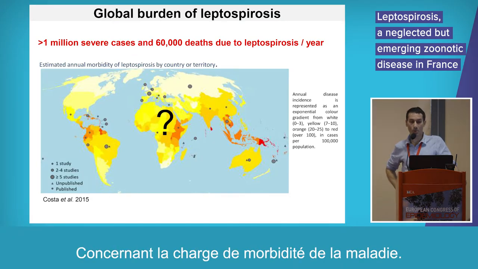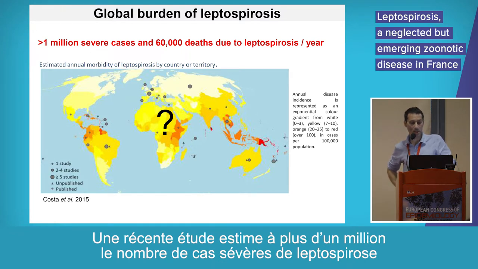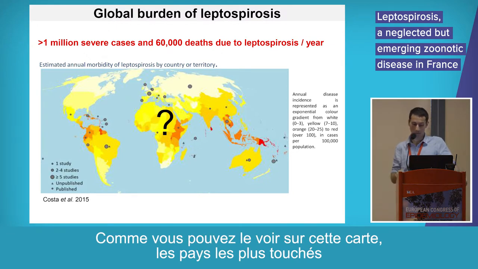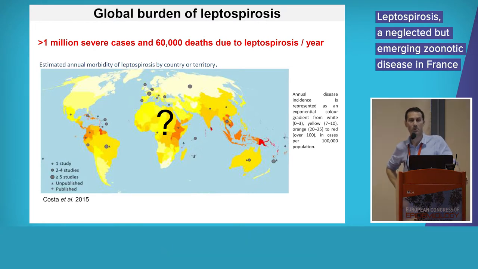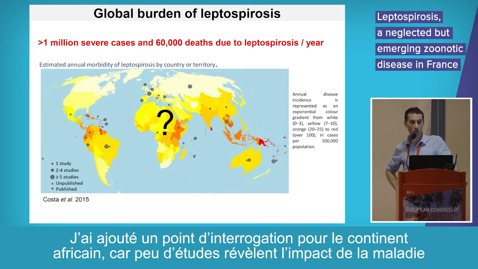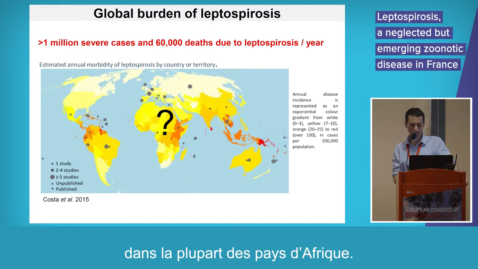About the burden of the disease, a recent study estimated more than 1 million severe cases of leptospirosis worldwide and 60,000 deaths. As you can see here in this map, the countries with the highest incidence are tropical countries, in Southeast Asia for example, in the West Indies, in Latin America, etc. And I added a question mark for the African continent because we have very few studies on the burden of the disease in most of the African countries.